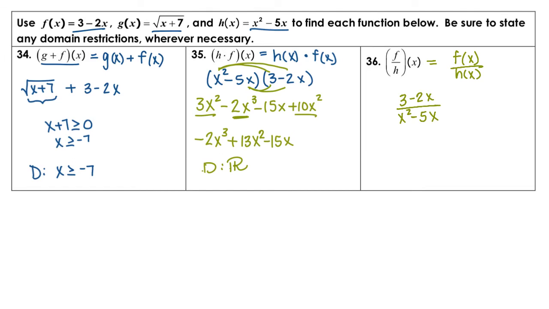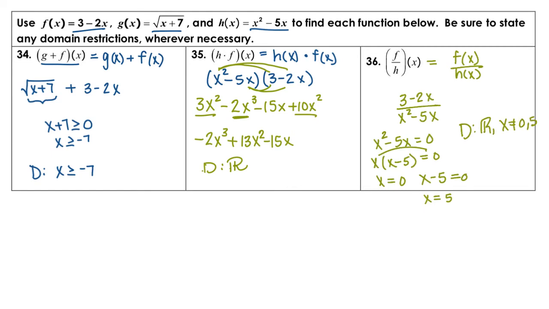However, you do need to check your domain restrictions, and you do have a denominator down there. So we're going to have to set that equal to 0. You can factor out an x, and then set each part equal to 0. So x is going to be equal to 0. And then x minus 5 is equal to 0, so x is 5. So here my domain is going to be all real numbers except 0 and 5.